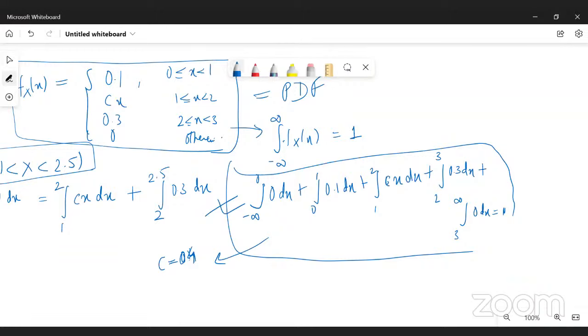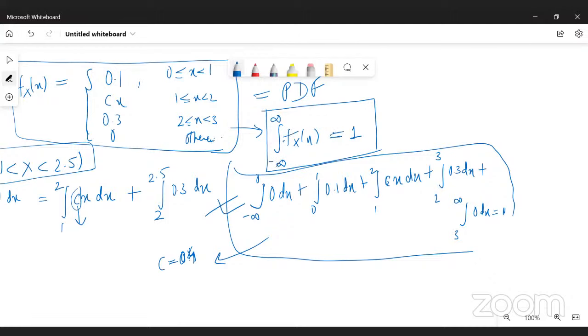You have to do all the intervals. You cannot get the constant values. You have to find the value of C, right? So this you will find only if you integrate over the whole range. I mean, this property that the integral from -infinity to infinity should be 1. So it is for the whole range, not for a particular value.